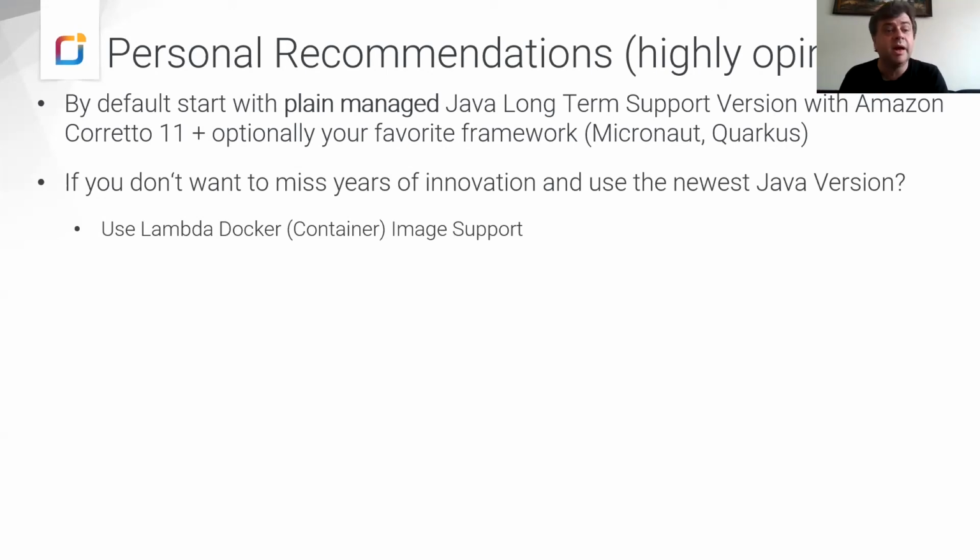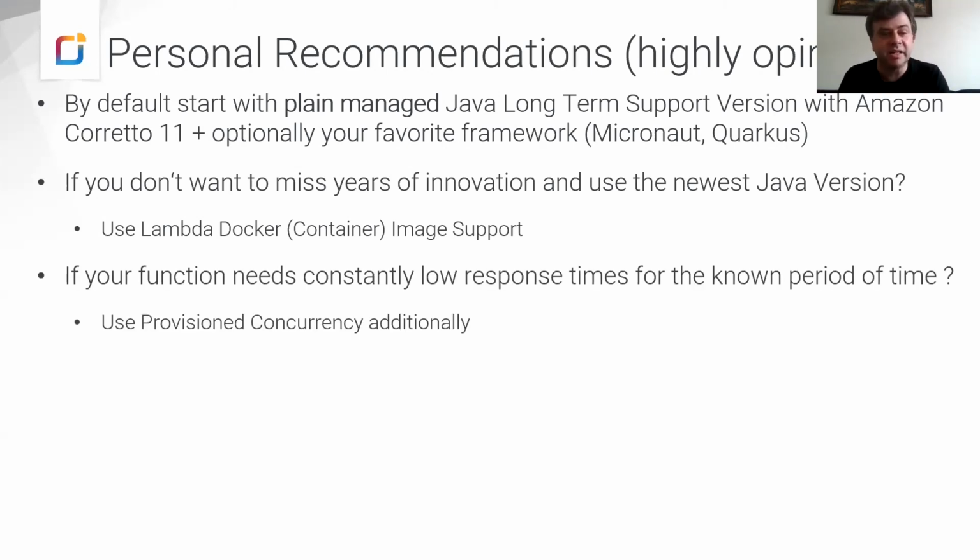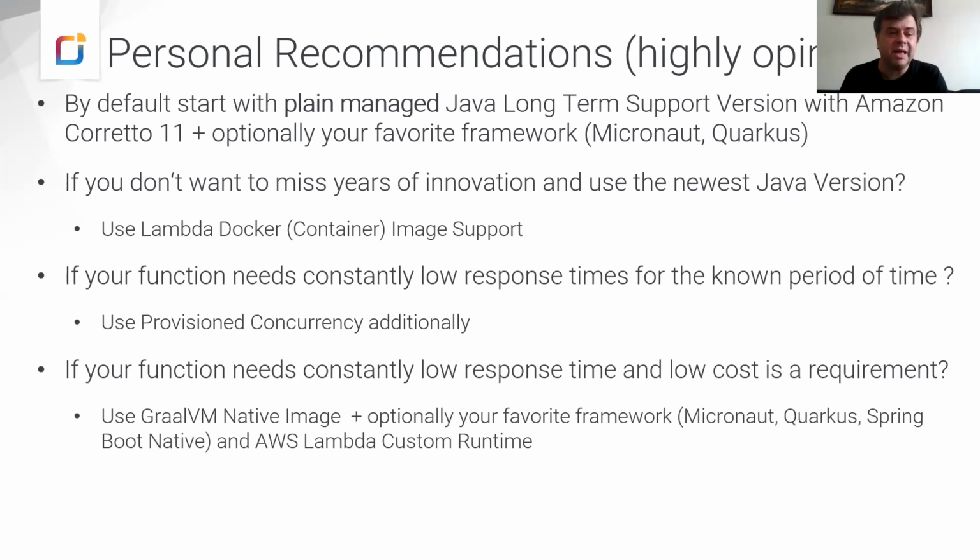But if your function really needs constantly low response time for a known period of time, for example, at 9 o'clock in the evening you send a lot of newsletters, then you have functionality like provisioned concurrency. The warm containers will be pre-provisioned for you for some specific time frame, but you pay for them even if you don't use them. But you need to know how much. That's another story.